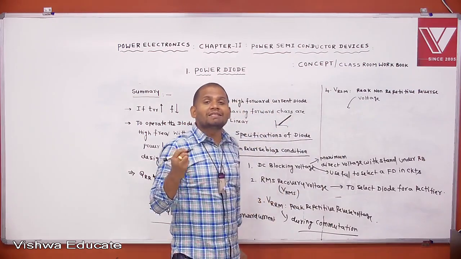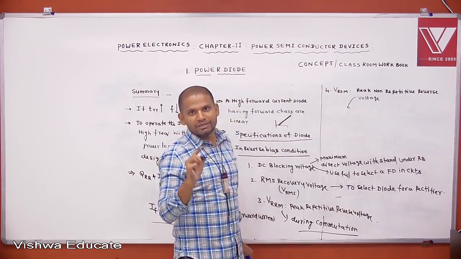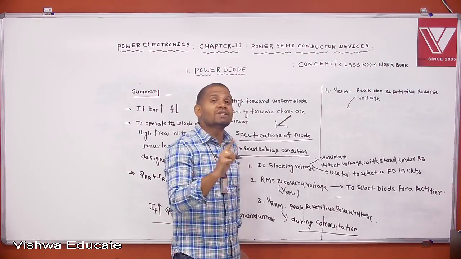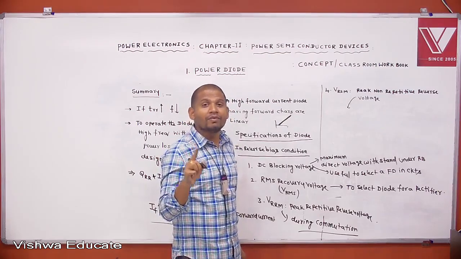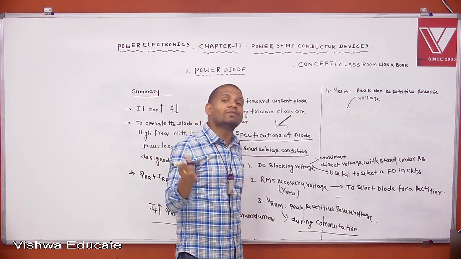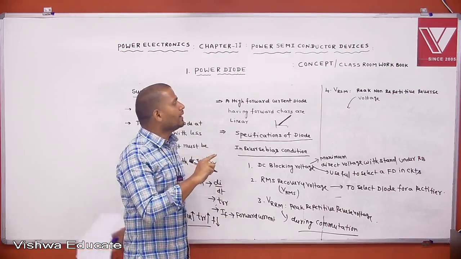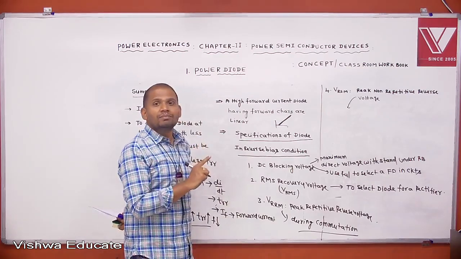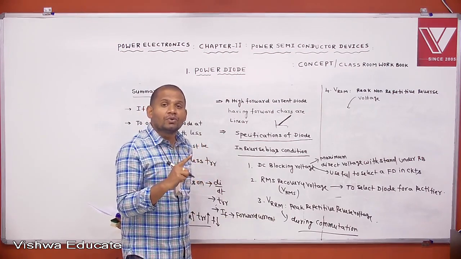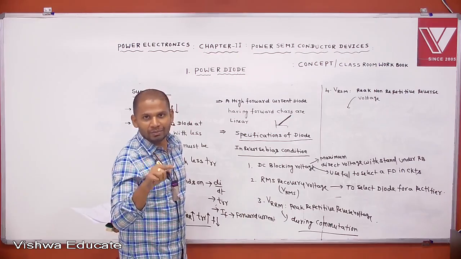This is the maximum instantaneous voltage across the diode, which is non-repetitive. It is the maximum instantaneous voltage across the diode under reverse bias condition, which is non-repetitive. Okay, note down this one.